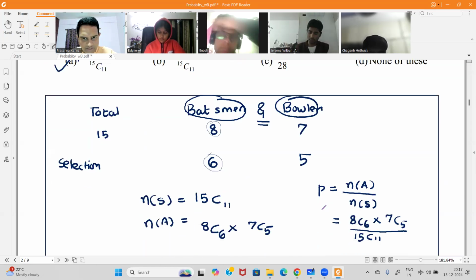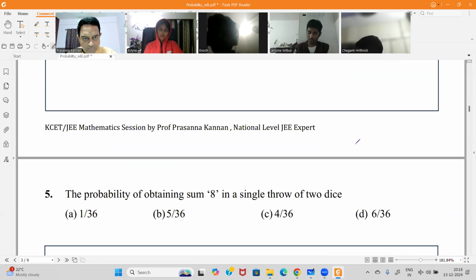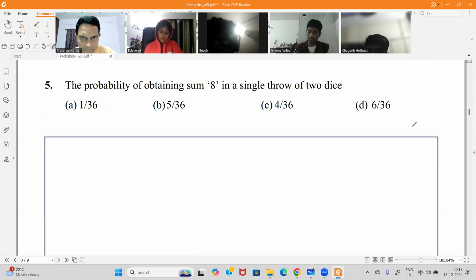All right. So let's move further. I'm going to have a single throw of 2 dice, right? So when I throw 2 dice, Enoch, can you tell me how many outcomes will I have in the sample space? 2 raised to 6, sir. No, not 2 raised to 6. 6 raised to 2. When I throw 1 die, the number of outcomes is 6, right? So I'm throwing 1 die and another die. So 6 into 6, 36.